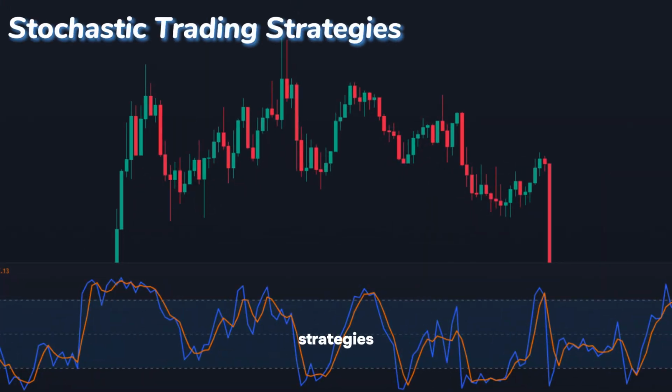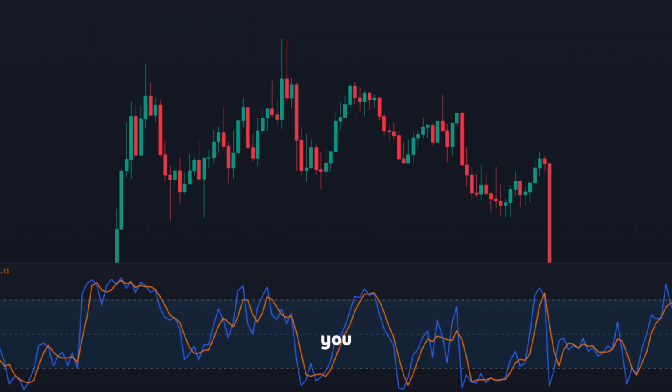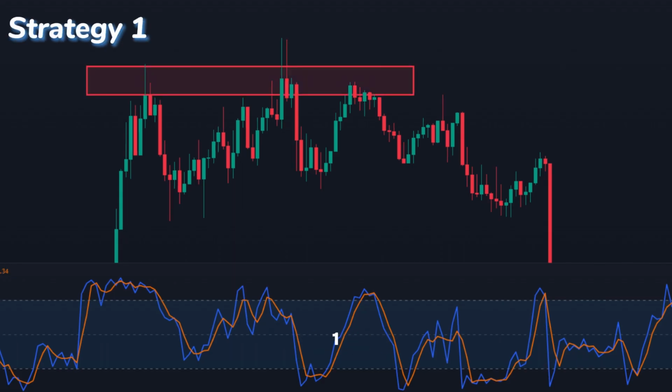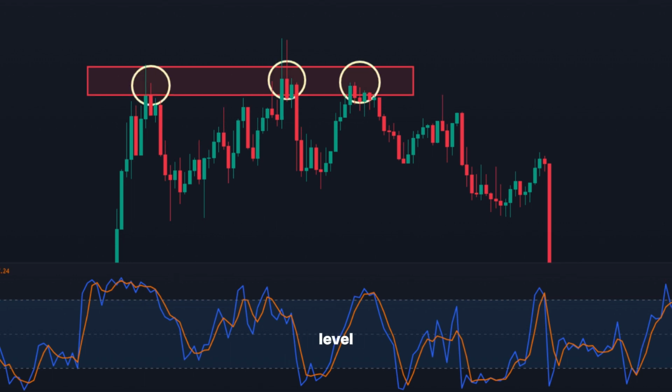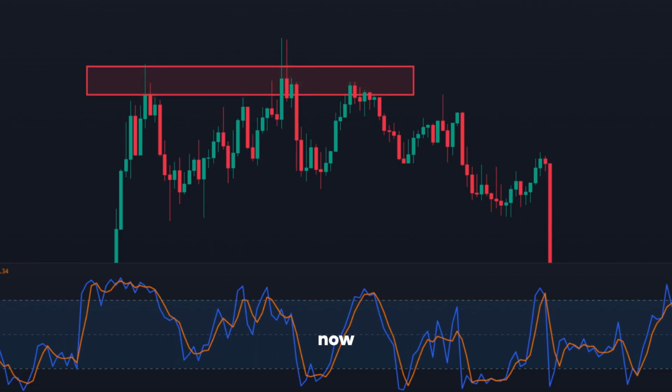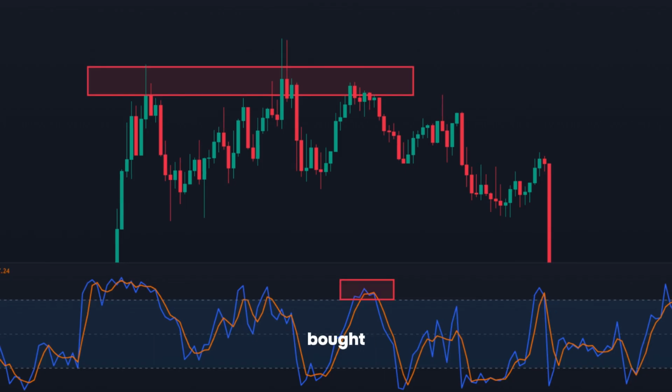Stochastic Trading Strategies. Now, I'll show you 4 different stochastic trading strategies. Strategy 1. Overbought area and resistance level. Let's look at a chart. We can see that when the price hits a certain level, it starts to decrease, indicating a resistance level. Now let's check the Stochastic Indicator. If the indicator is in the overbought area, it could be a short signal for traders.